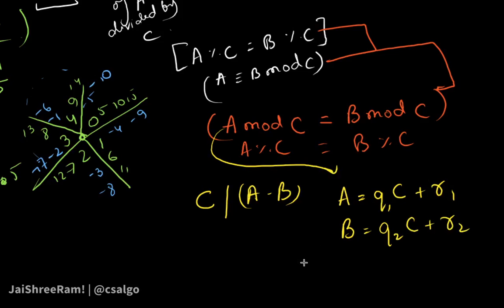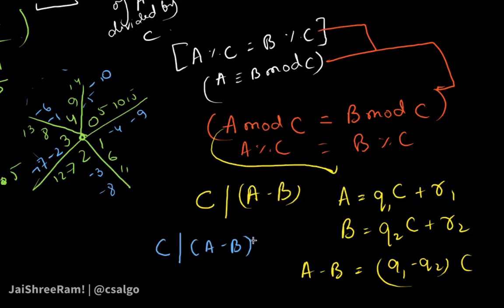Now if you find A minus B, that is nothing but Q1 minus Q2 times C, and R1 and R2 are the same because we have this property of modulo that the remainders will be the same. So that part gets cancelled out. So this is the value of A minus B for some Q1 and Q2, whatever the values would be. And now we know that C is dividing this number A minus B. So this is C divides A minus B. This representation over here, C bar A minus B, means that C divides A minus B. This is another notation just to say that it divides. Okay.